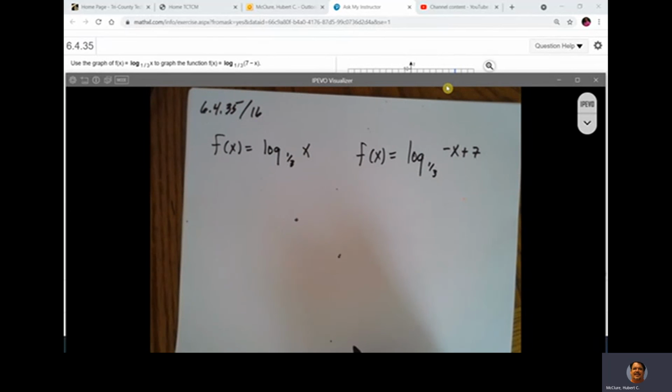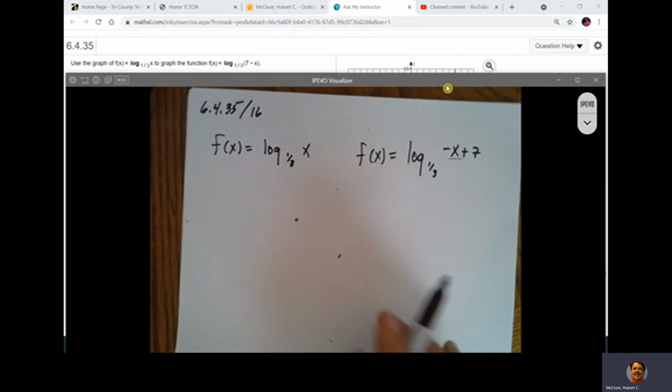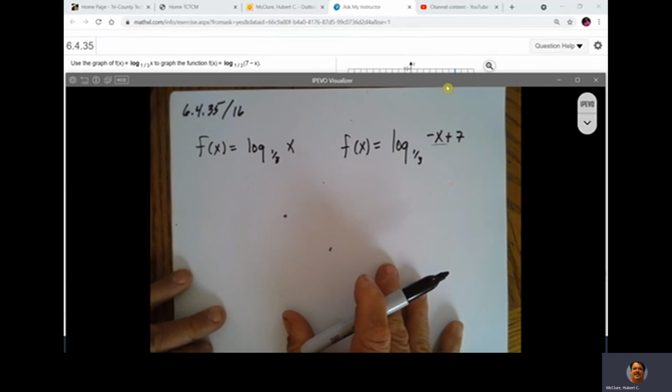I have no idea why they write it like that, because that's not the way you write algebraic equations. You write it like this. But, you know, that must be some of that new math.